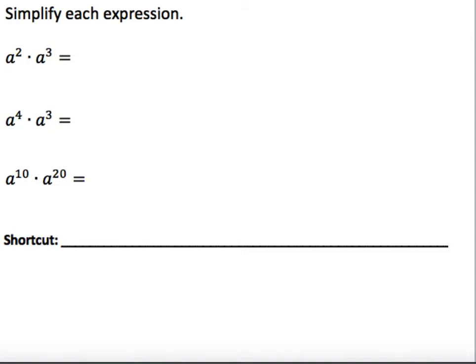So remember that a to the power of 2 means you have two a's multiplied together. A to the power of 3 means you have three a's multiplied together. So when you write that out and count how many a's you have, there's 5 a's. In other words, the answer is a to the power of 5. Pause the video and try the next one.